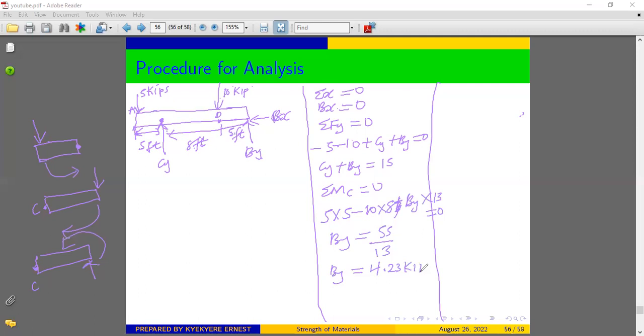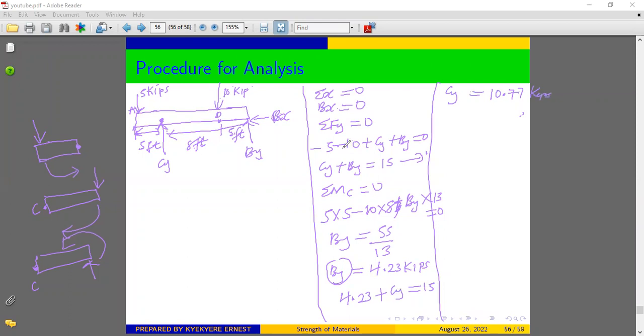And in like manner, once you get By, we can substitute in this equation to get Cy. So we can say that 4.23 plus Cy should be equal to 15. Then from here, when we make Cy the subject, we see that Cy will be equal to 10.77 kips. Once you have done that, we section our structure.